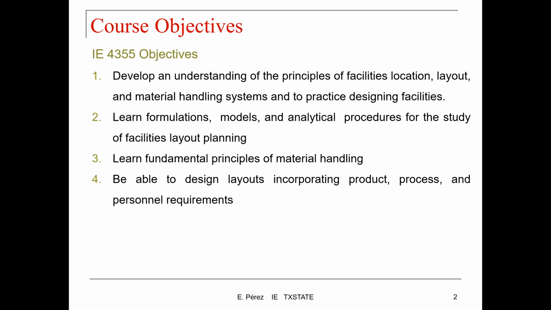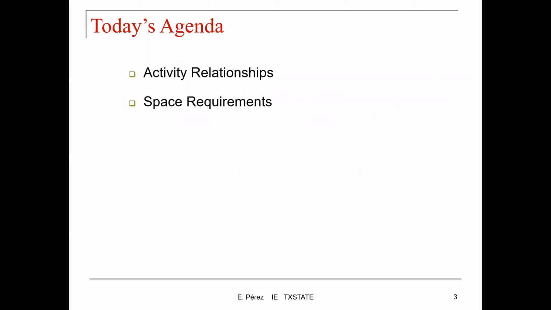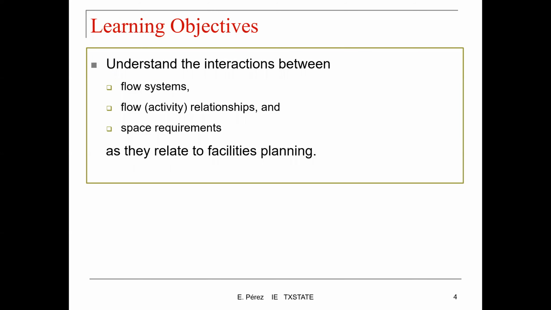And learn fundamental principles of material handling. That's gonna come later this semester. And be able to design layouts, incorporating product, process, and personal requirements. In this lecture, we're gonna be looking at the activity relationships and the space requirements as the major topics. And the learning objectives are to understand the interactions between flow systems, flow, activity relationships, and space requirements as they relate to facilities planning.